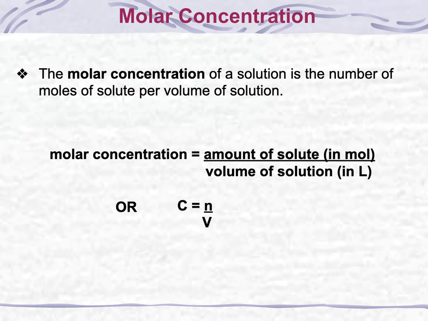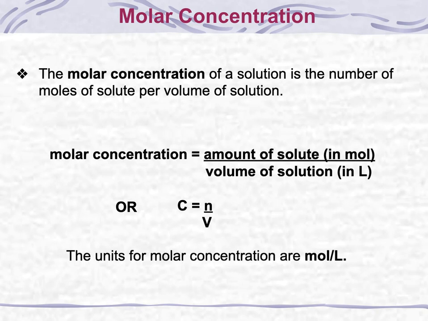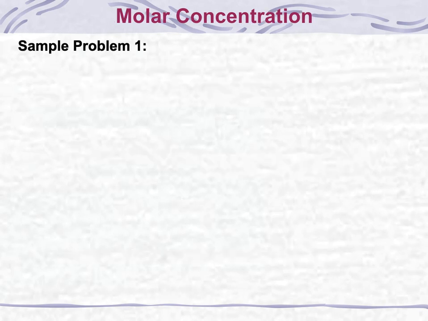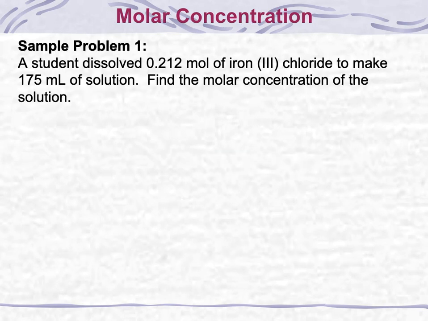And so we can also shorten that to an uppercase C equals a lowercase n over an uppercase V. So C equals n over V is our formula for calculating molar concentration. And the units for molar concentration are moles per liter. So let's look at a sample problem on how we can use this equation.